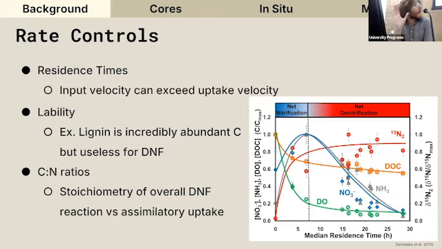So if we don't have this flux out of a system because we don't have enough nitrogen, we're having assimilatory uptake. And so we're not actually fluxing anything out. So we need to be careful when we're choosing our sites and how we're introducing organic matter as a means of stimulating denitrification.